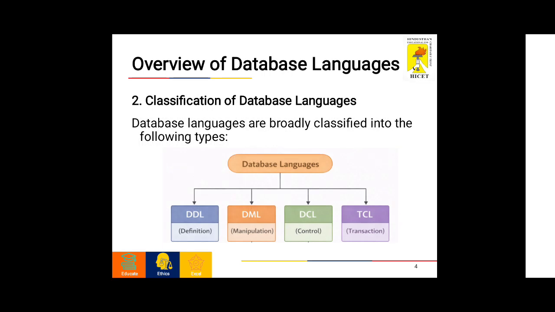These are the classifications of database languages. Database languages are broadly classified into four types: DDL, DML, DCL, and TCL. DDL is used for definition, DML is used for manipulation, whereas DCL is used for controlling, and TCL is used for transactions.